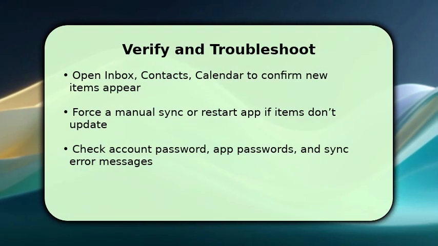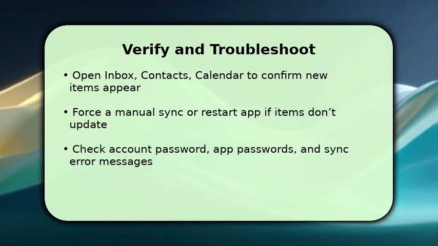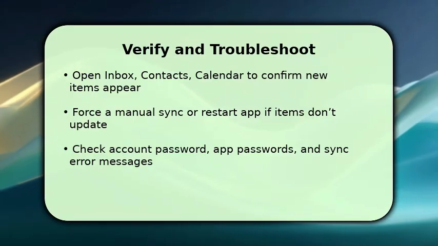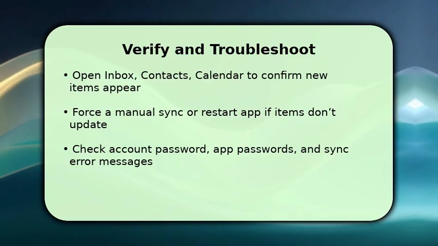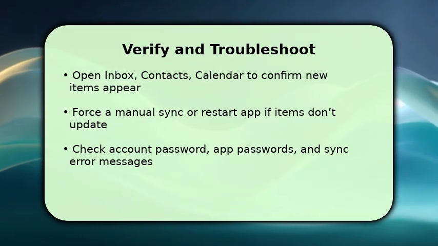Finally, verify sync by opening Inbox, Contacts, and Calendar to confirm recent items appear. This proves the pipeline works. If something's missing, force a manual sync or restart the app to reinitialize connections.